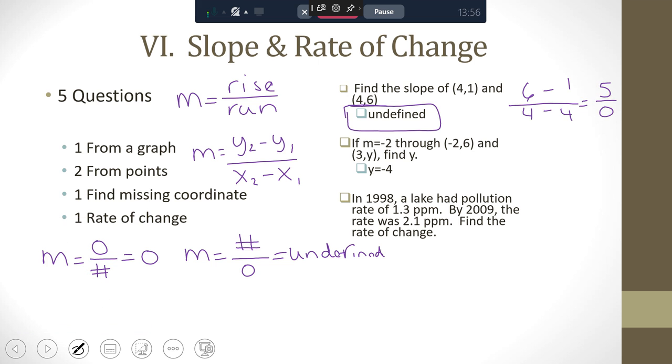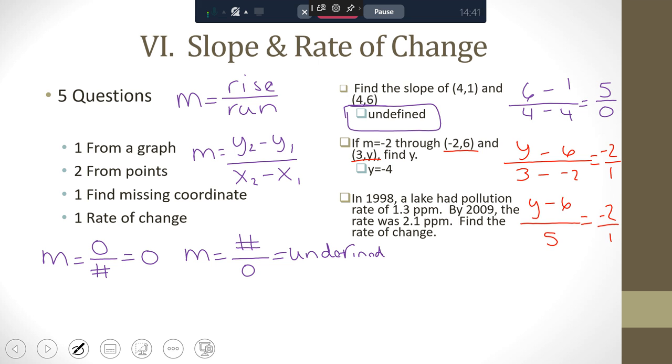Then if we're finding a missing point, we're still going to use our slope formula, and we're going to substitute the information in that we know and then solve for y or x. So I have a y and a 3, so that's going to be y over 3. And then I have a negative 2, 6, so that's going to be 6 and negative 2, and this is always subtraction. And then that's going to equal my m. My m is negative 2. But I'm going to put it over 1 so that I can create a proportion. Then I'm going to do some simplification. So I have y minus 6 still. Then I have 3 minus negative 2. So that's going to be 3 plus 2, which is 5.